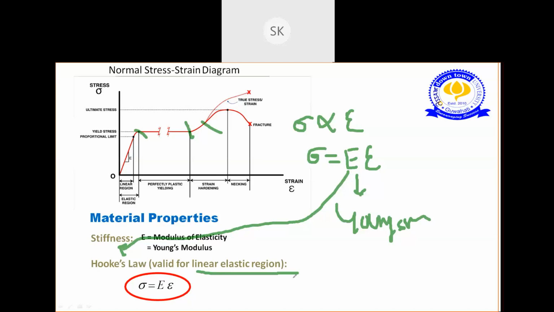A 1 mark question used to come in your GATE exam or in your competitive exam: Hooke's law is valid for what? It will give you options. So don't get confused. It is valid only for the linear elastic region. So this is about Hooke's law. In the next class we'll discuss the material properties associated with this curve.